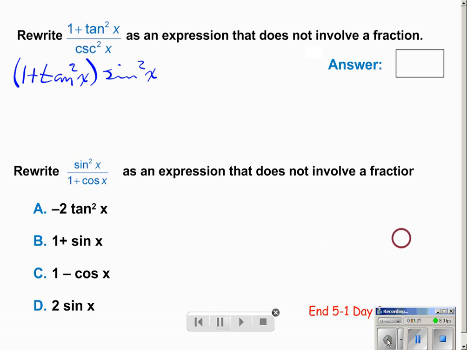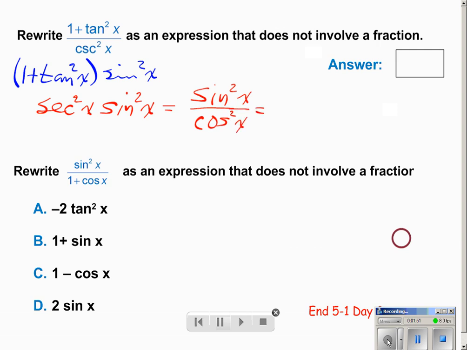At this point, we want to be becoming familiar enough with the trigonometric identities that we recognize the 1 plus tangent squared x, hopefully right away, as being secant squared x. So we have this expression. But secant squared, of course, by the reciprocal identities is 1 over cosine squared. So this is sine squared x over cosine squared x, which is, by the quotient identities, the tangent squared of x.